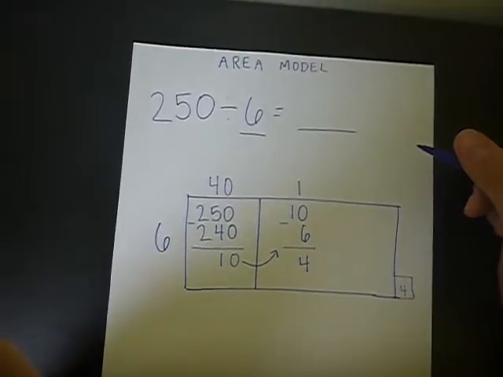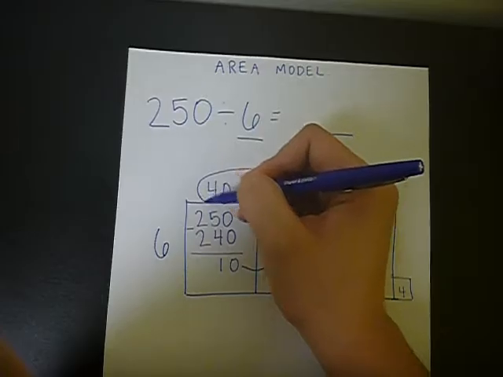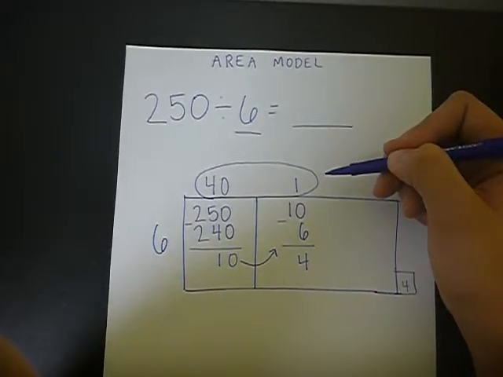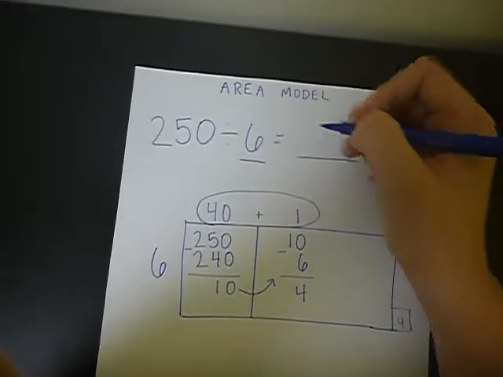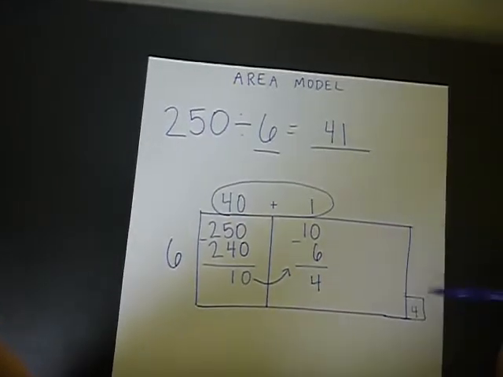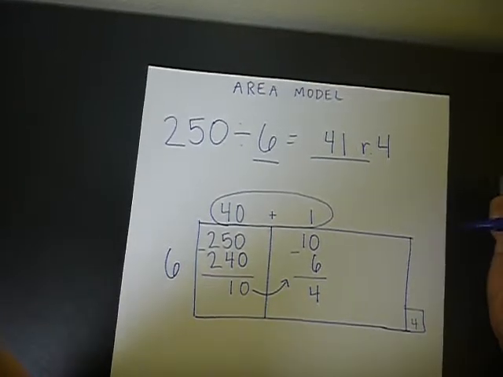To find the quotient or the answer, I'm going to take the entire side length and I'm going to add them together. 40 plus 1 is 41, and my remainder is 4. 41 remainder 4.